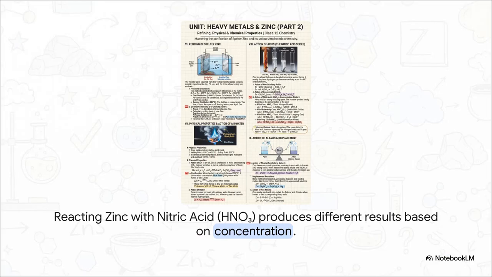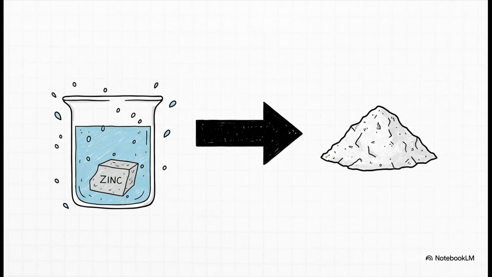With concentrated acid, you get nitrogen dioxide, but use dilute acid and you get laughing gas. Go with very dilute acid, and it forms ammonium nitrate, a totally different product again.